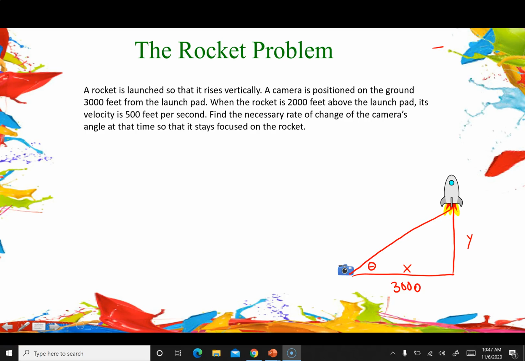Here's our last related rate type of problem. We're going to do the rocket problem. So here it is. A rocket is launched so that it rises vertically. You can see that in the picture below.